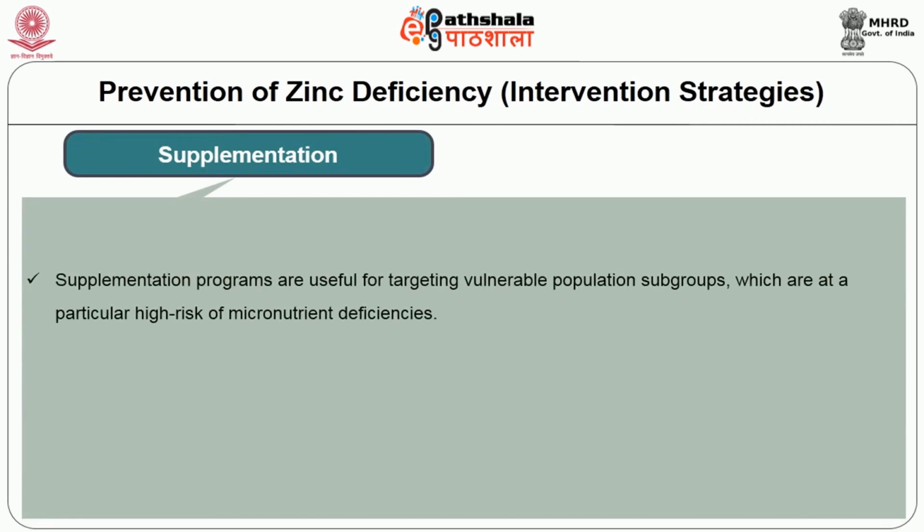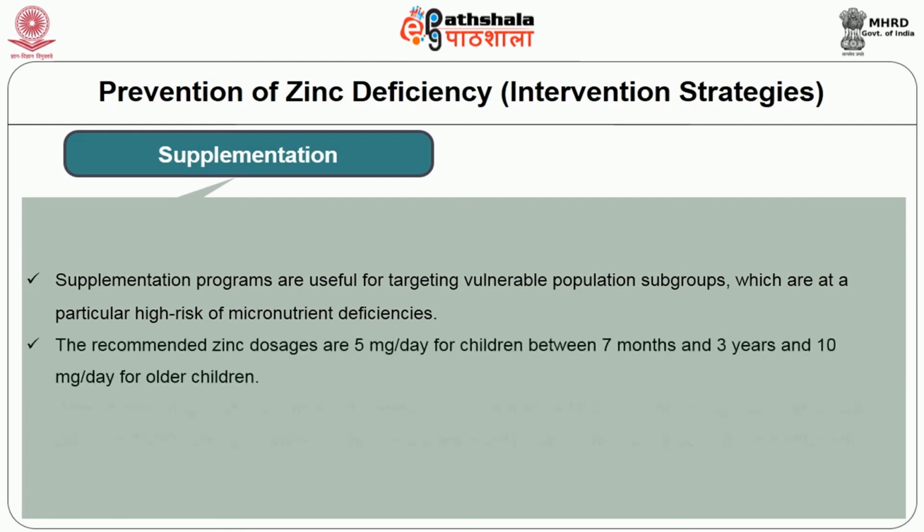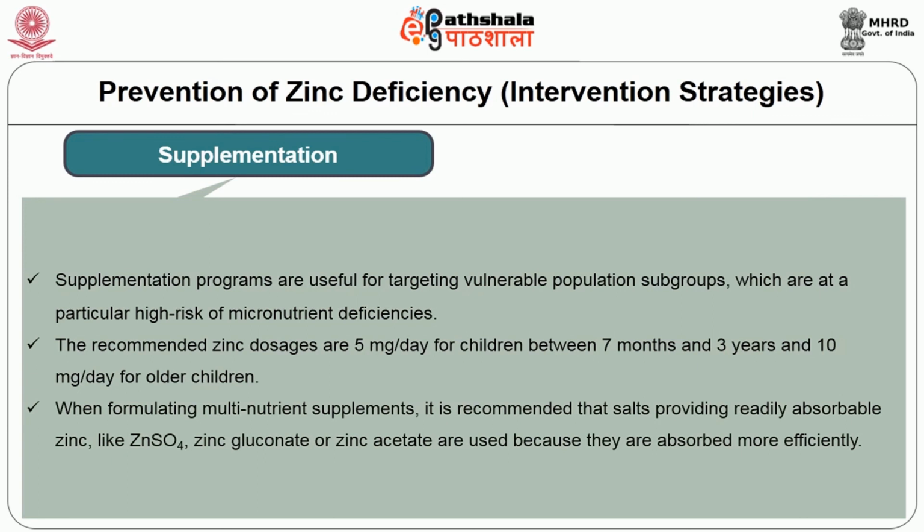Supplementation programs are useful for targeting vulnerable population subgroups which are at particularly high risk of micronutrient deficiencies. The recommended zinc dosages are 5 mg per day for children between 7 months and 3 years and 10 mg per day for older children. When formulating multinutrient supplements, it is recommended that salts providing readily absorbable zinc like zinc sulfate, zinc gluconate, or zinc acetate are used because they are absorbed more efficiently.